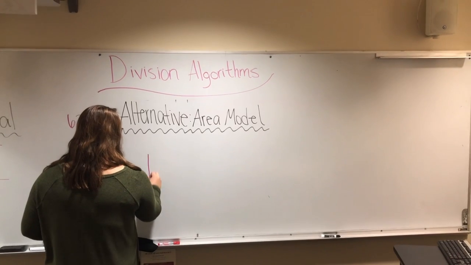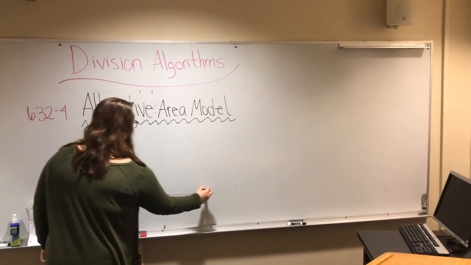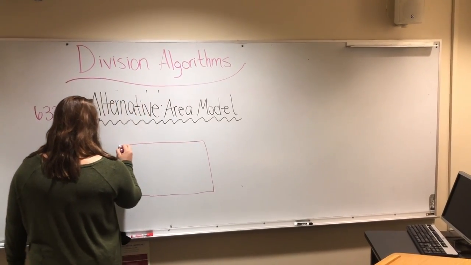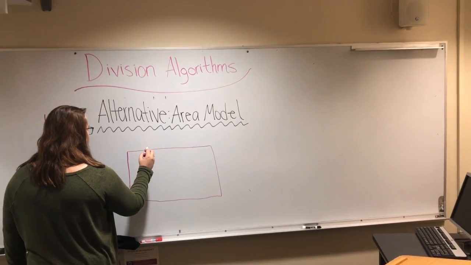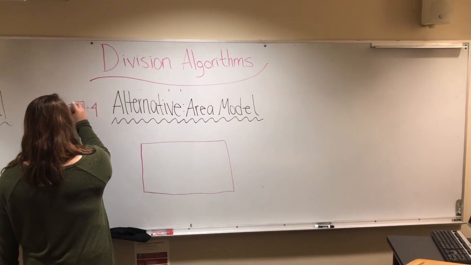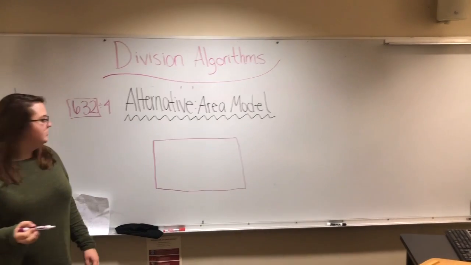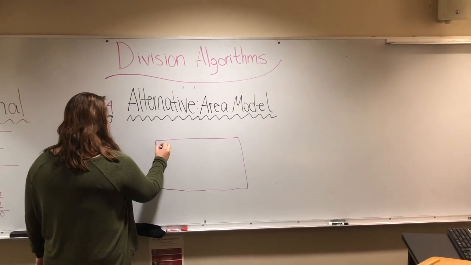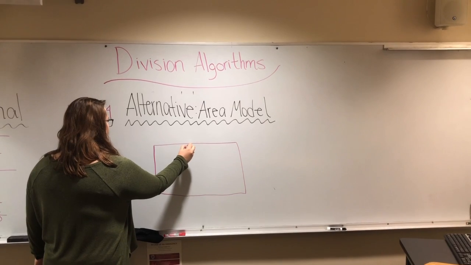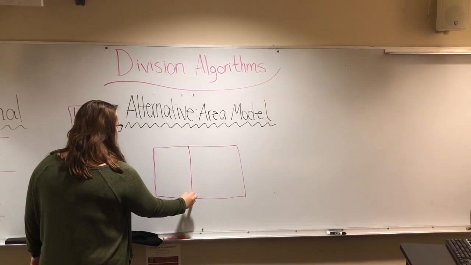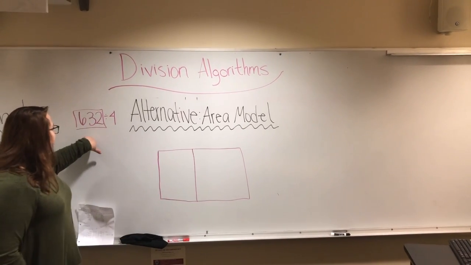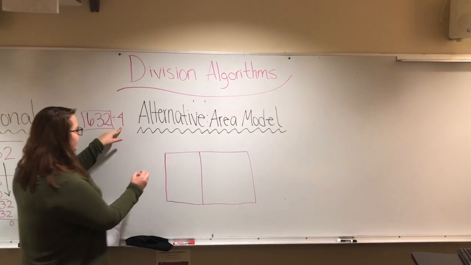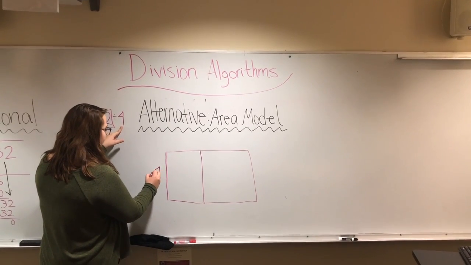So how we're going to start is we're just going to draw a rectangle. And this rectangle has an area of 632. So that's what we're going to start with. So we're going to just divide this into a chunk. And we're going to divide by 4. So that's going to be right here.